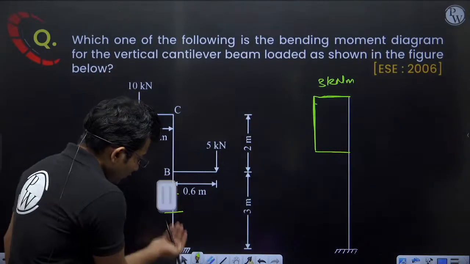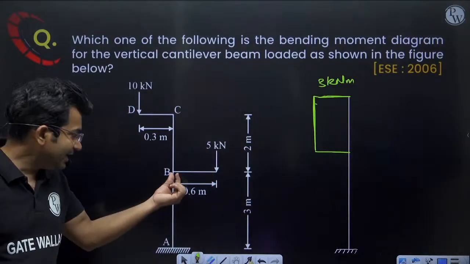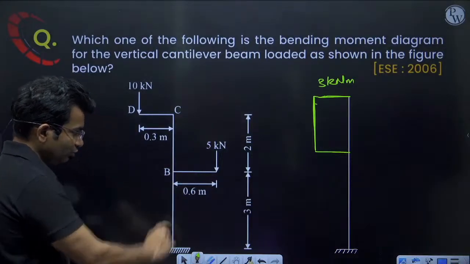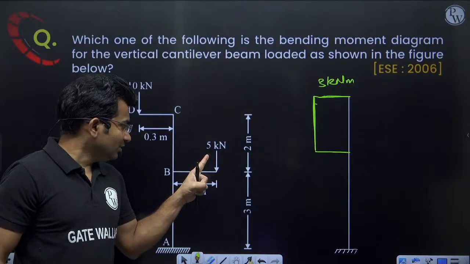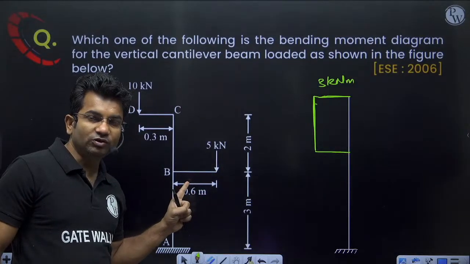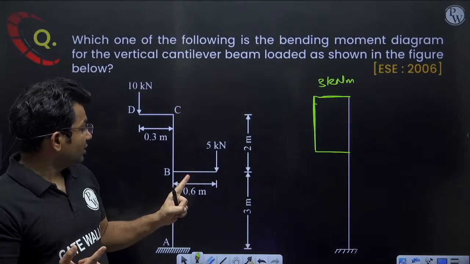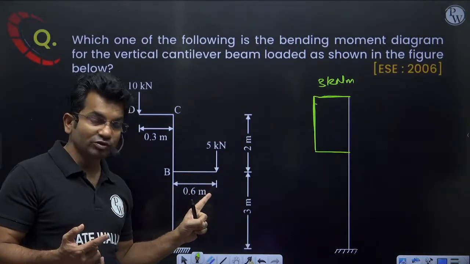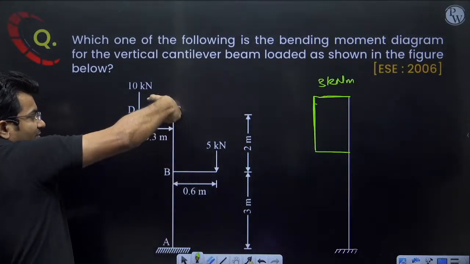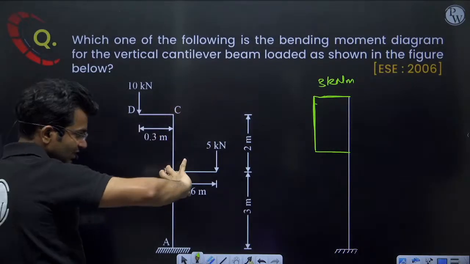But for portion BA, I will be getting an additional moment. I will be getting an additional moment in this portion. So the value will be 5 into 0.6. How much will be 5 into 0.6? It will be again 3 kilonewton meter, but this will be in the opposite sense. This was giving me rotation like this, anti-clockwise. This will be clockwise.